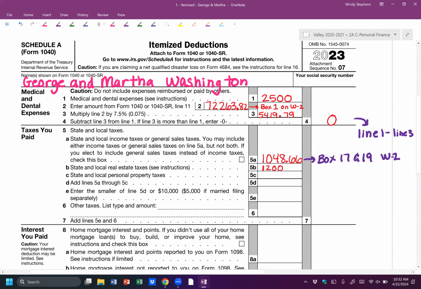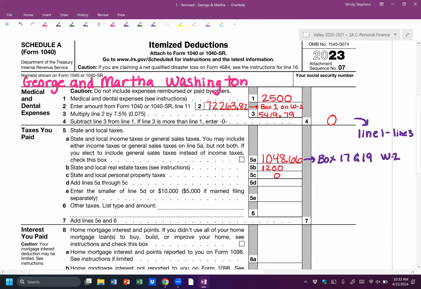The next one, state and local personal property tax. Does it have personal property tax listed? Does it say personal property tax anywhere in that list that is listed at the top of your paper? So what are we going to write? 0. If it's not listed, that means he didn't have any. So you put 0.